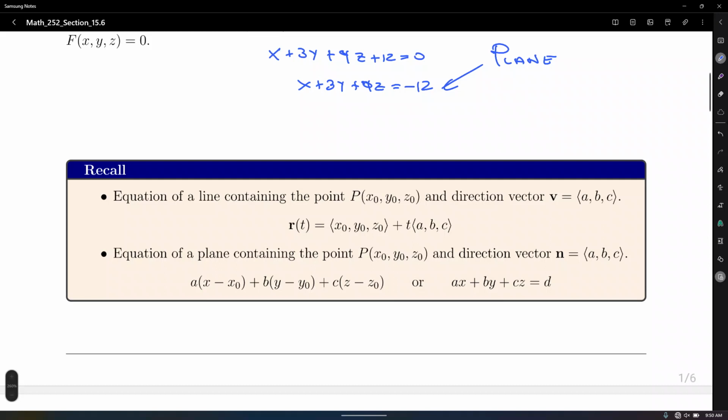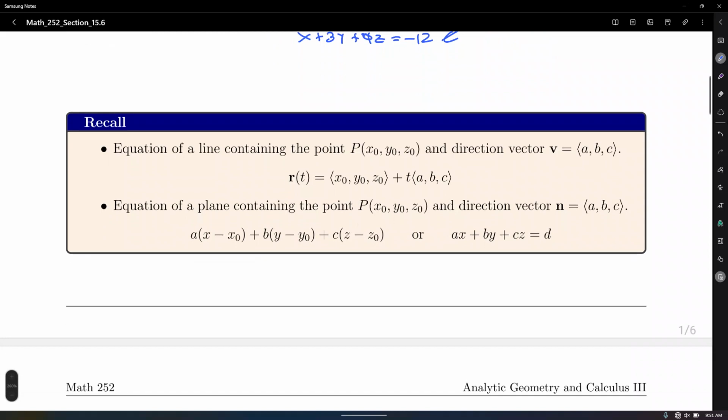Still, they have an initial point, like the y-intercept for the line, right? Also, we need to recall how we get the equation of a plane that contains a given point and a normal vector, which happens to be the same vector components for the line that goes across the plane, like stabbing the plane, forming a 90 degree angle.